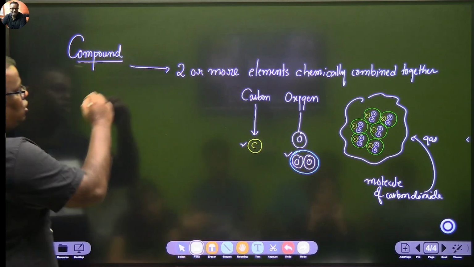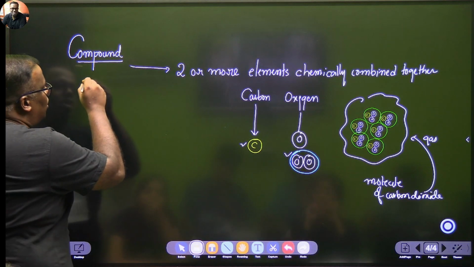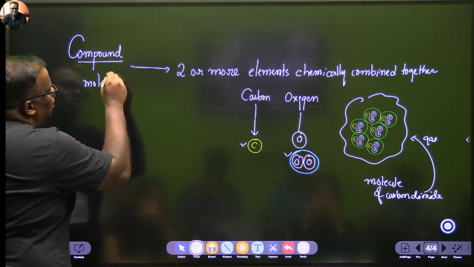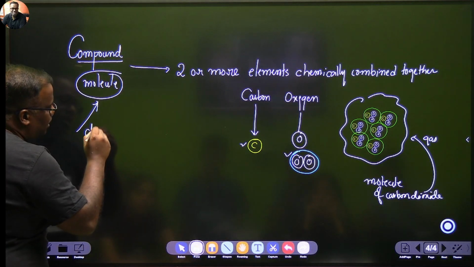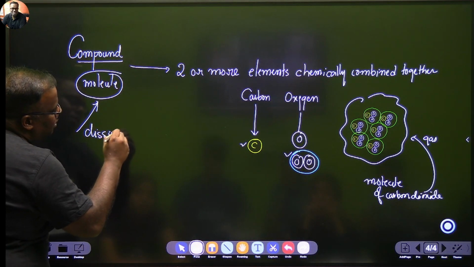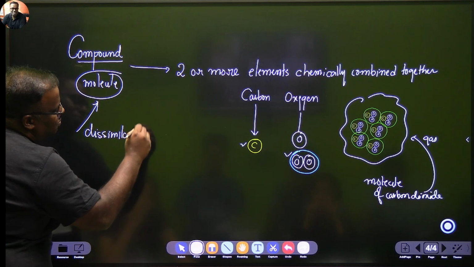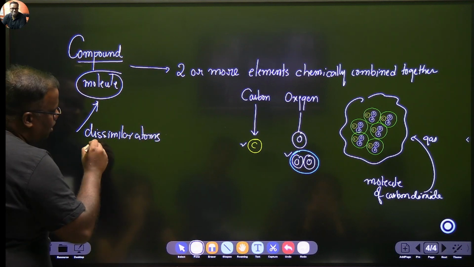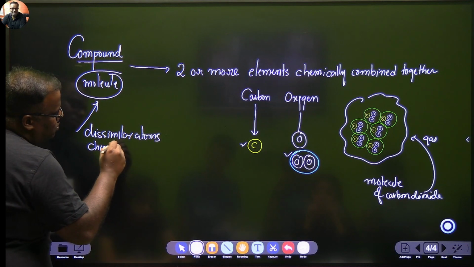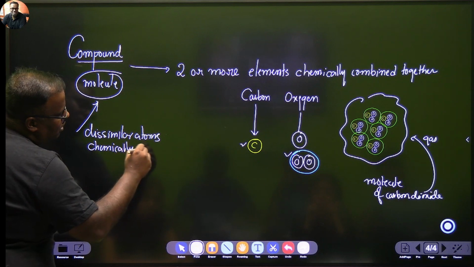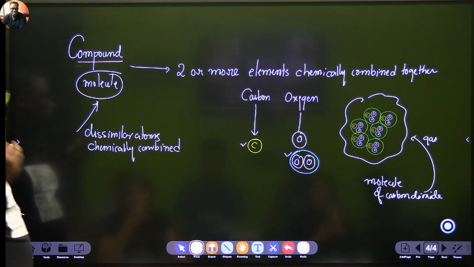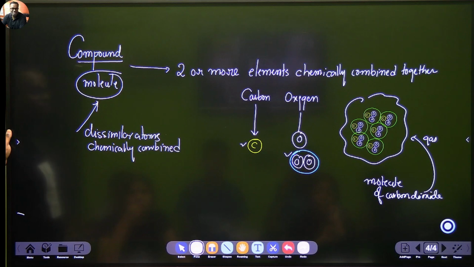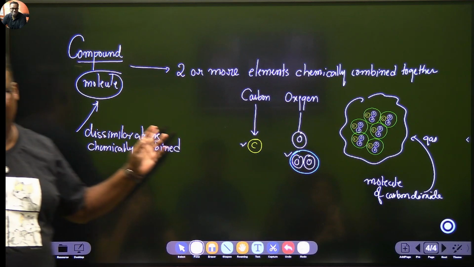Therefore, when you get a molecule of a compound, it will have dissimilar atoms chemically combined. Now everything will start becoming clear. But in the last slide, I had a molecule of an element where I had similar atoms chemically combined.